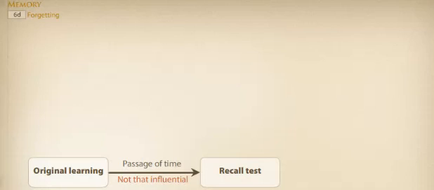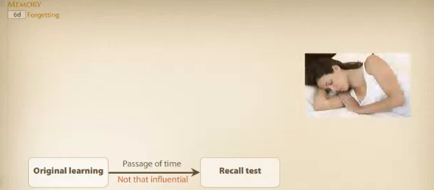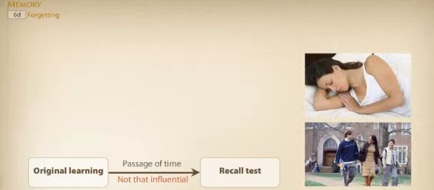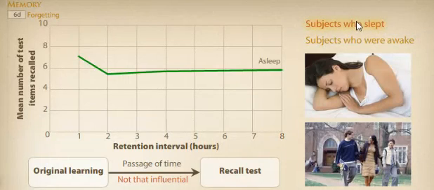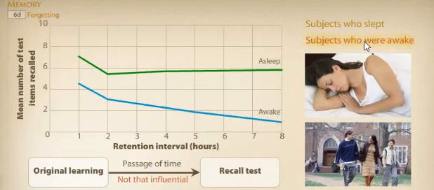This was first shown in an experiment, I believe in 1924, by two researchers named Jenkins and Dallenbach. Their subjects memorized a list of nonsense syllables and were tested for recall after 1, 2, 4, or 8 hours later. The catch was that half of the subjects slept during the retention interval, and the other half went out and did their normal waking activities. So I'm going to show you what happened for the two groups. For the subjects who slept, retention was pretty good, actually. And for the subjects that didn't sleep, who were awake, the retention was much lower.